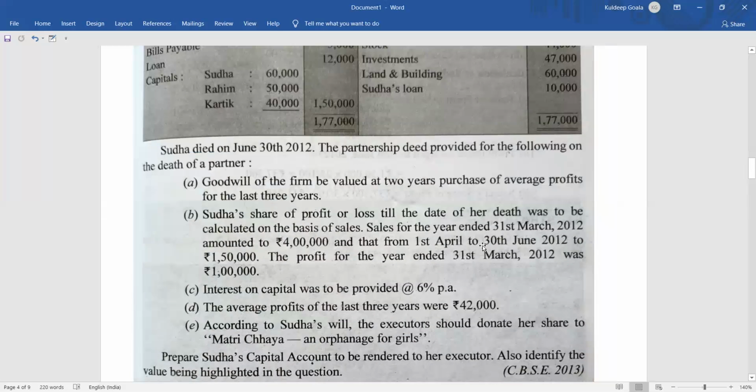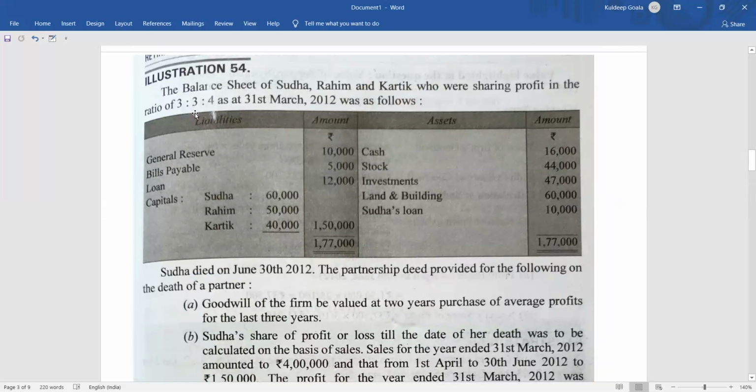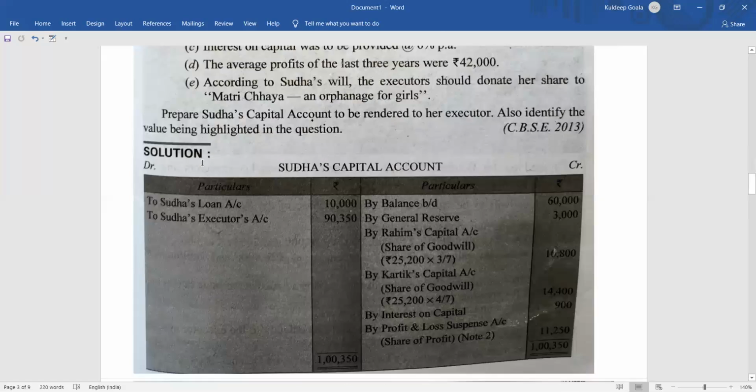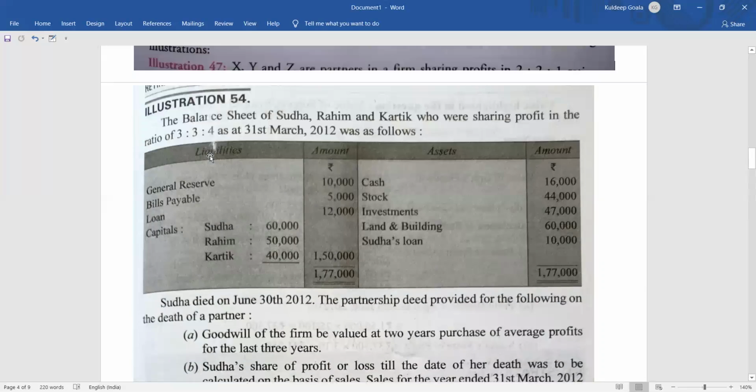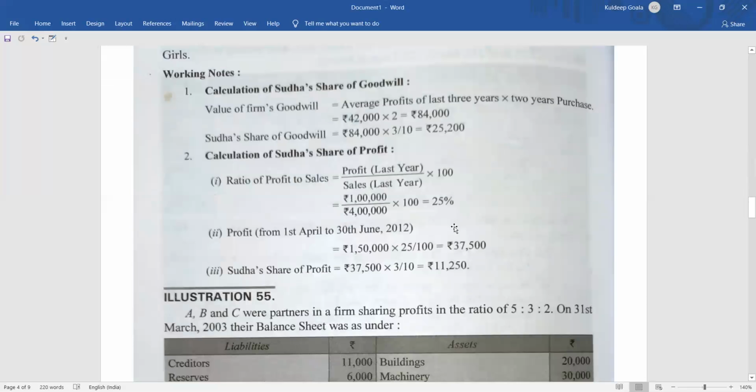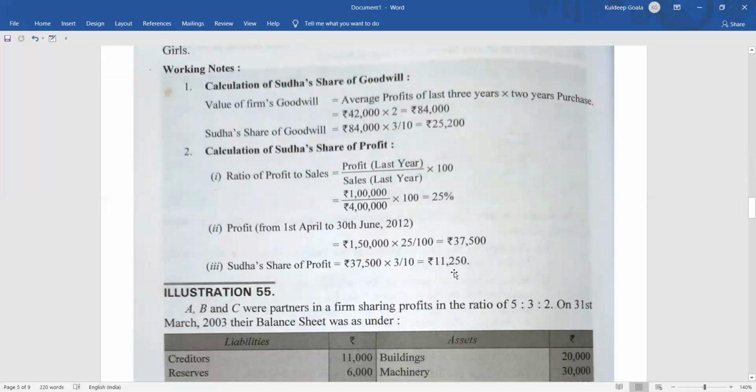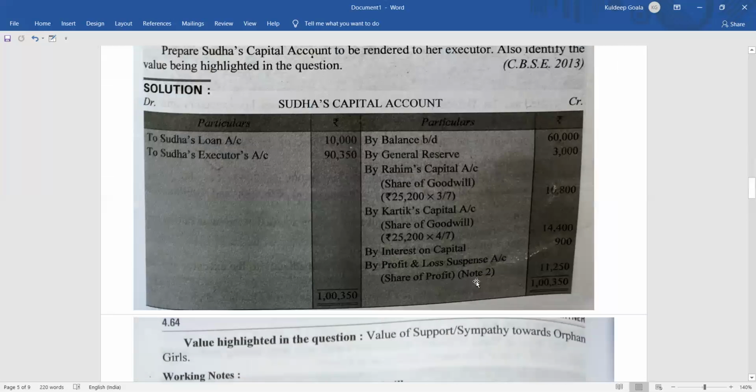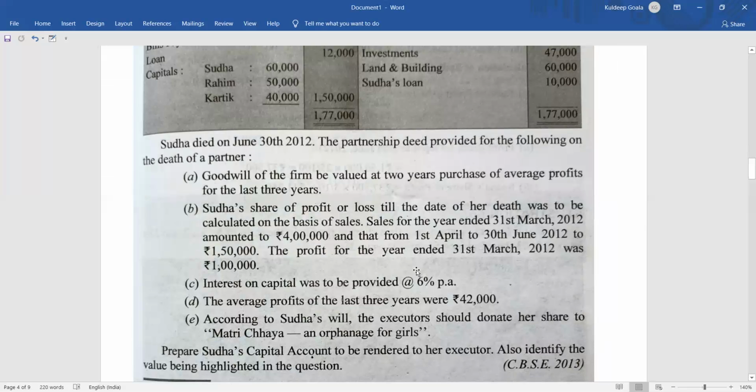Now let's find out what is Sudha's share. Sudha's share was how much? 3 by 10, right? So 3 by 10 of 37,500 will be 11,250. So Sudha's share of profit is 11,250. Clear? Remember that. You have to finish the working note simultaneously.